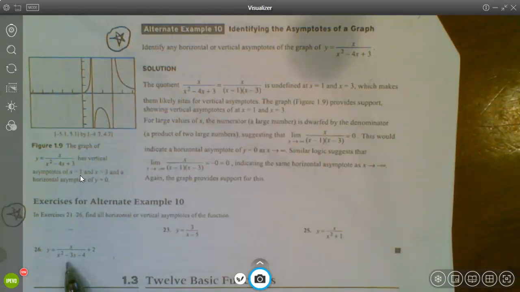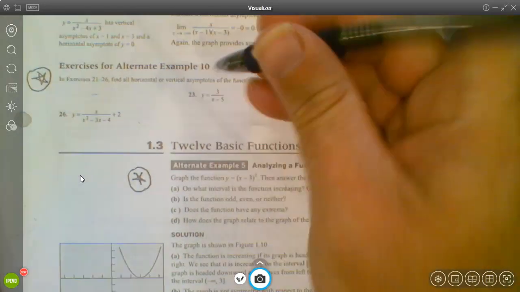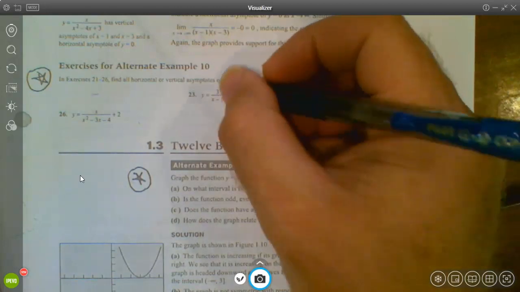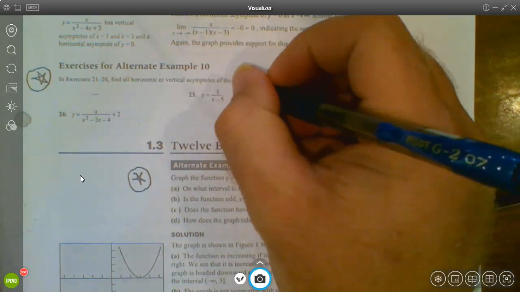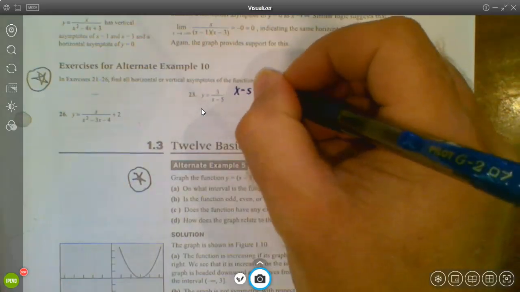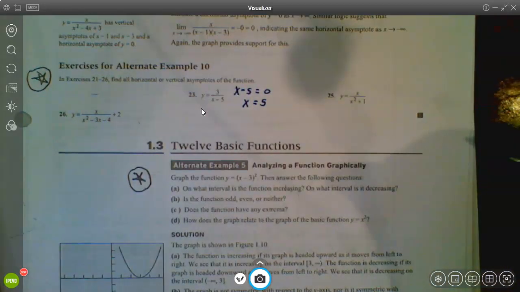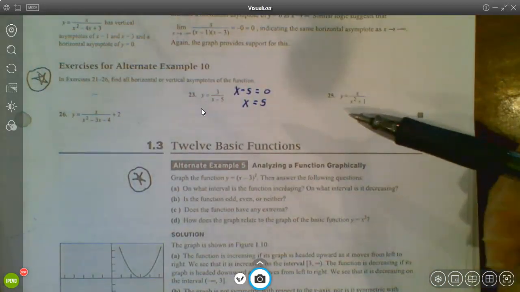So if you want to try a couple of those, good time to pause this. I'll go through a couple of these guys here real quick so you can check if you're trying these on your own. So for the vertical asymptotes, if I set x minus 5 equal to 0, so if we do that, obviously if we solve, I get the equation x equals 5. So there's my vertical asymptote. Always good to check these on a graphing calculator too.